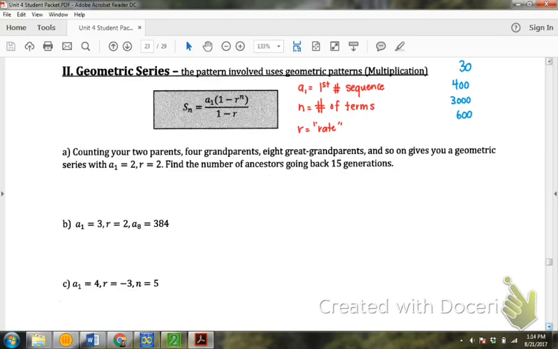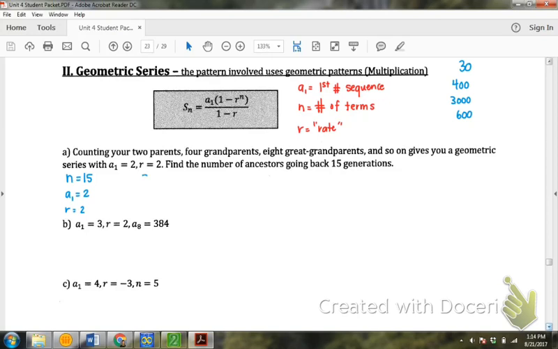Okay, so let's look at our formula. S sub n, it says find the number of ancestors going back 15 generations. So here our n value is 15. Okay? So we're still finding the 3 things. We need an a1, we need an n, and we need an r. They tell us our a1 is 2 because that's how many we're starting with. Your parents, that's 2 people. And it's going at a rate of 2. Okay, so now we're going to plug this into the formula that we have.